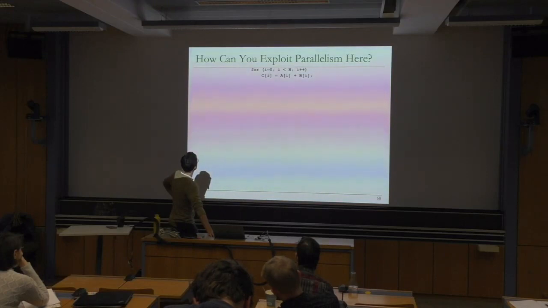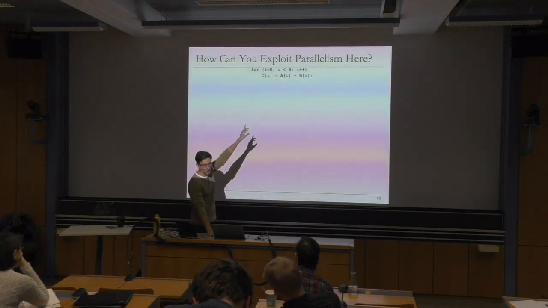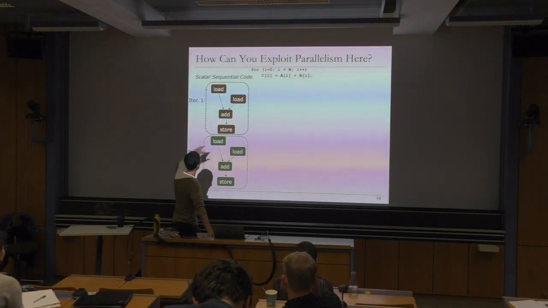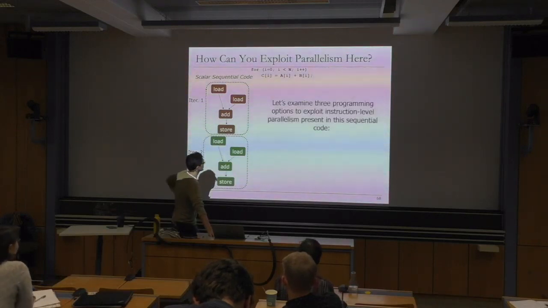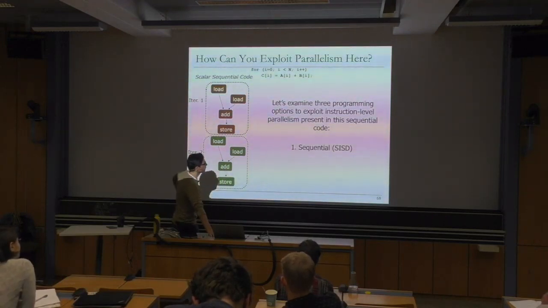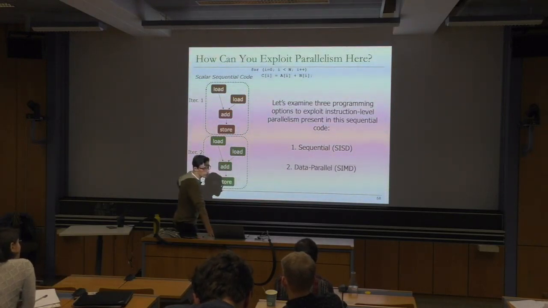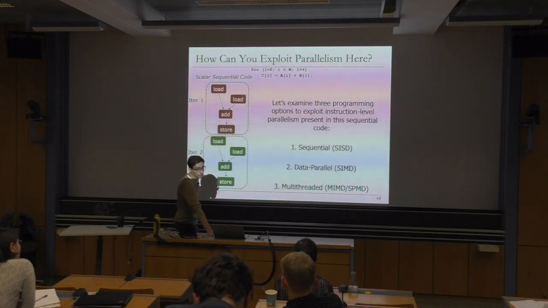We will see examples with some detail here. Okay, how can you exploit the parallelism here? Do we have parallelism in this code? Yes, right? We have parallelism in this code. We have a for loop where each of the iterations is independent. So it's something like this. This is scalar sequential code that we are writing there. But now we can see how we are going to execute this on different machines. What happens if our machine is sequential, or if it's data parallel, like a SIMD machine, or if it's multi-thread, like a MIMD or SPMD.